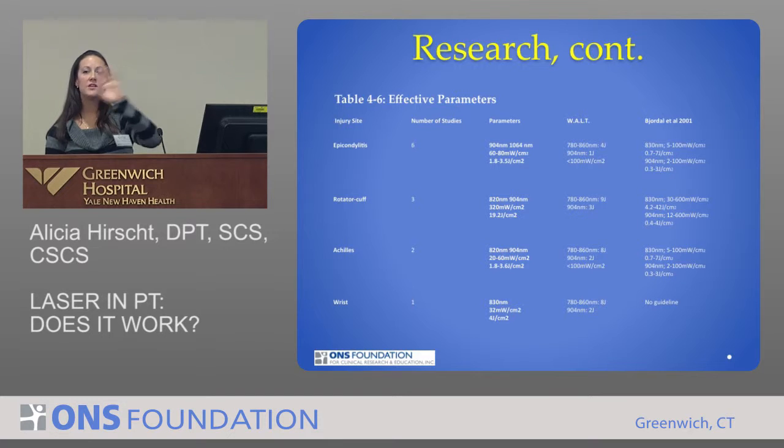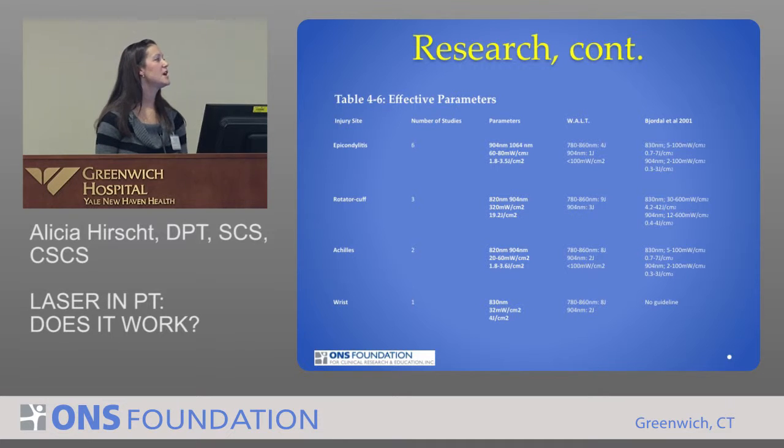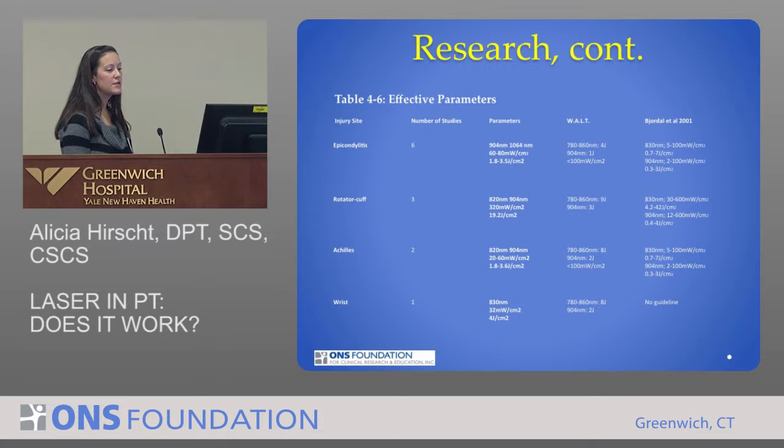And based on all of the evidence and all of the reviews, going through the studies and figuring out which have the strongest, best studies, in this whole systematic review the author found that in the 4 most common tendinopathies, epicondylitis, rotator cuff, Achilles, and the wrist, this is what he found. In the parameters, all of the studies he found, basically you want to be in about 650 to 1,000 nanometers.